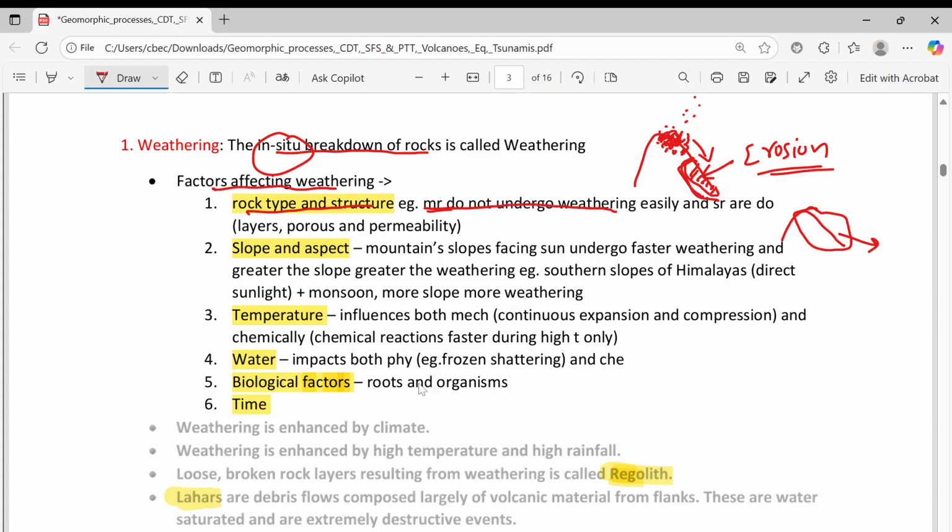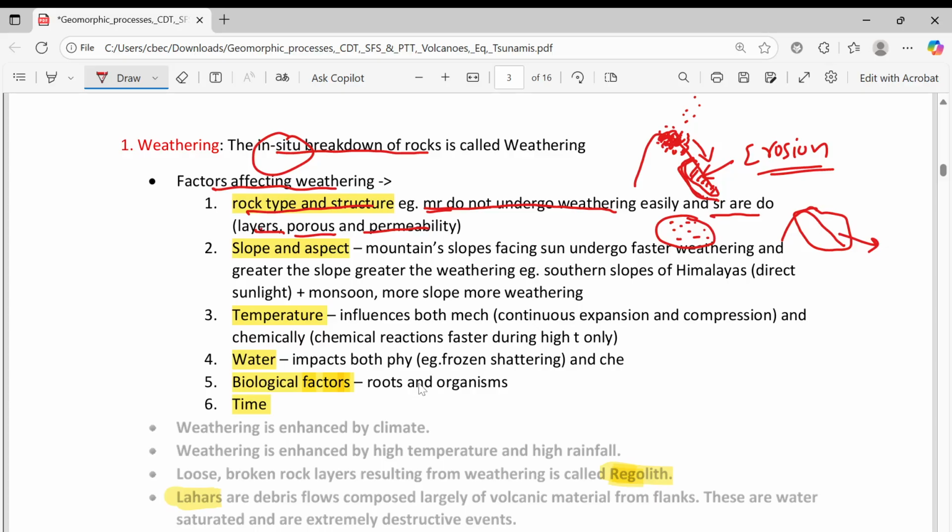Metamorphic rock does not undergo weathering easily. That is sedimentary rock. Sedimentary rock means it is formed from sediments. From sediments it has come, and it has been converted to rock. That will have layers, porosity and permeability. So water can go easily into the sedimentary rock. So weathering can be done easily in the sedimentary rock.